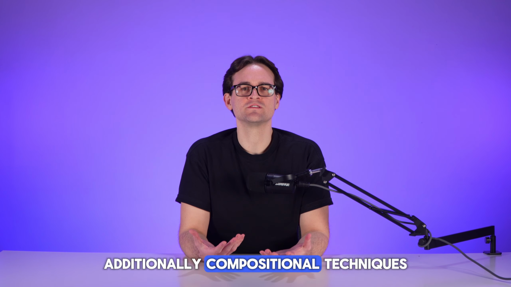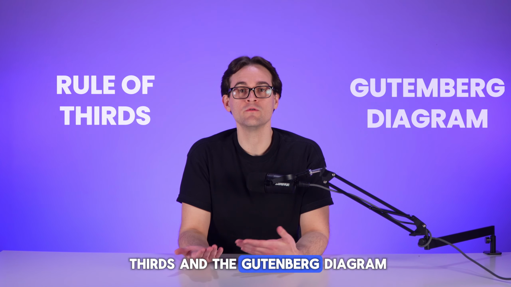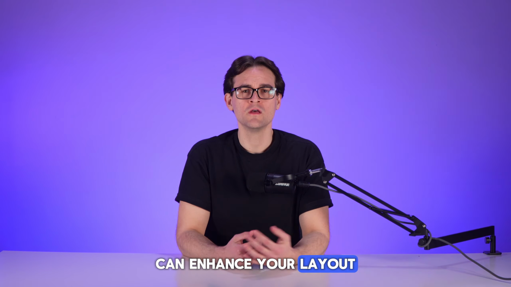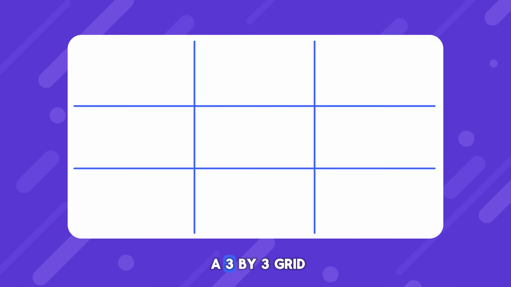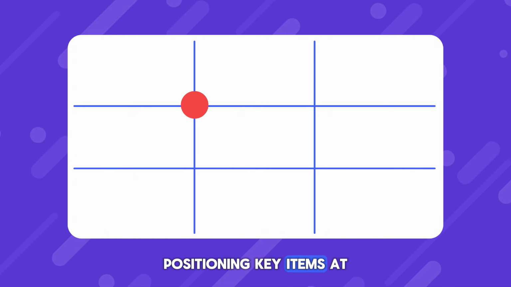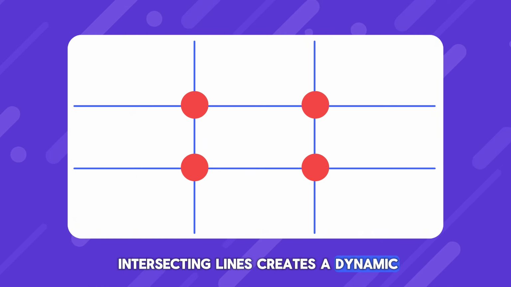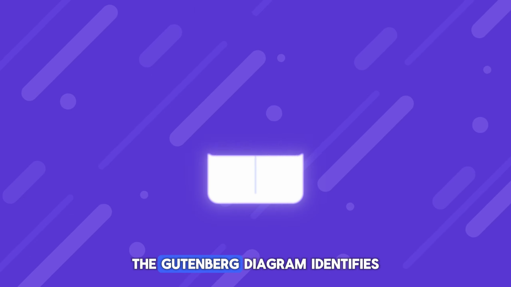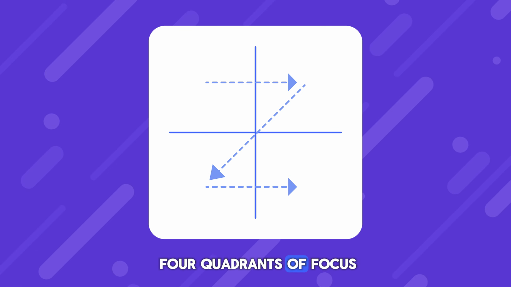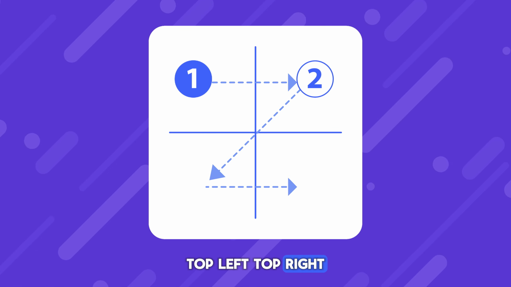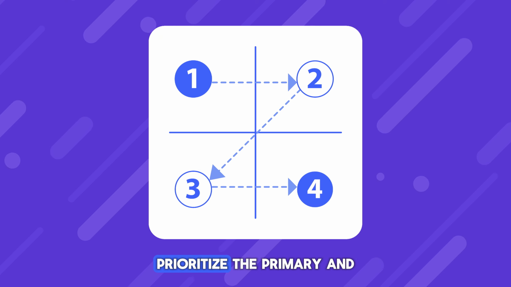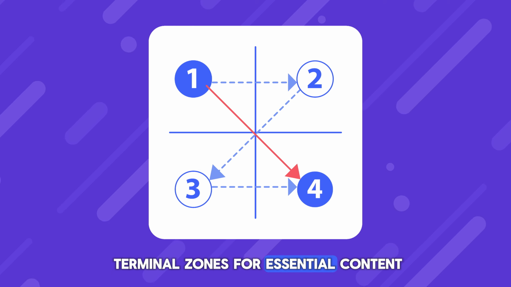Additionally, compositional techniques like the rule of thirds and the Gutenberg diagram can enhance your layout. The rule of thirds divides the screen into a 3x3 grid. Positioning key items at intersecting lines creates a dynamic, balanced design. The Gutenberg diagram identifies 4 quadrants of focus: top left, top right, bottom left, and bottom right. Prioritize the primary and terminal zones for essential content.